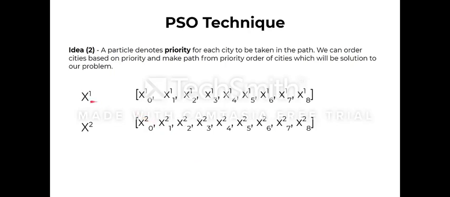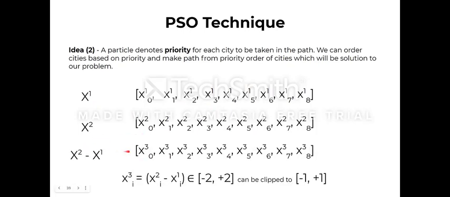Suppose we have x1 particle like this and x2 particle like this. Now we can subtract these two particles by element-wise subtraction. This quantity xi3 can lie in this range, which can be clipped to -1 to +1. Hence, we have converted the discrete problem into a continuous problem, and we can use these vectors as our particle in the particle swarm optimization.